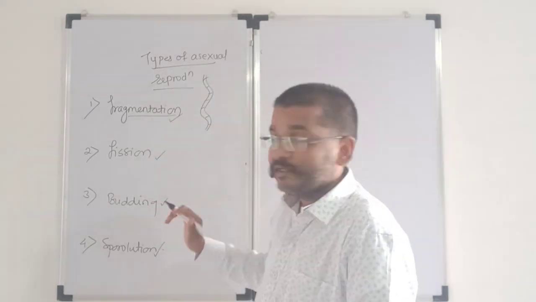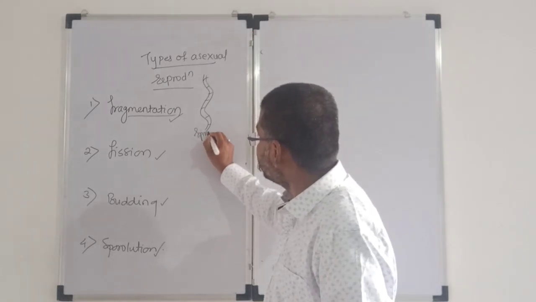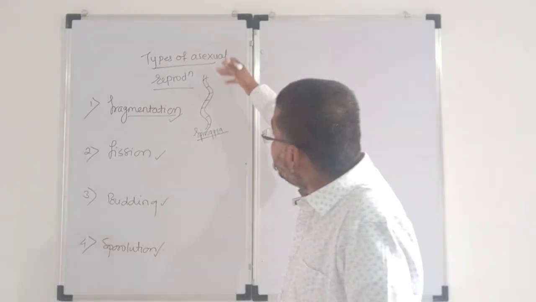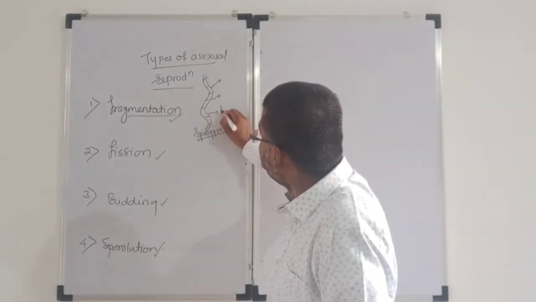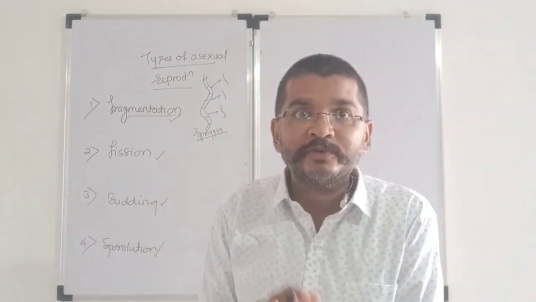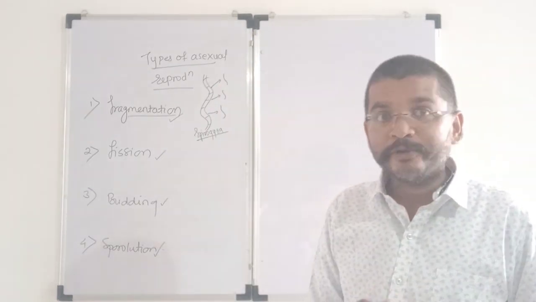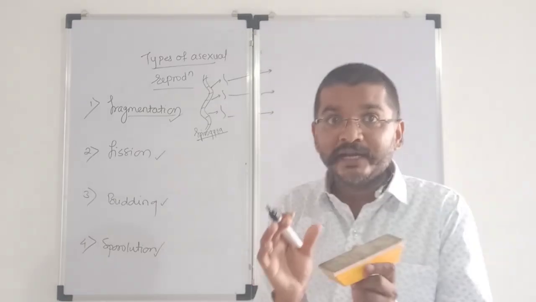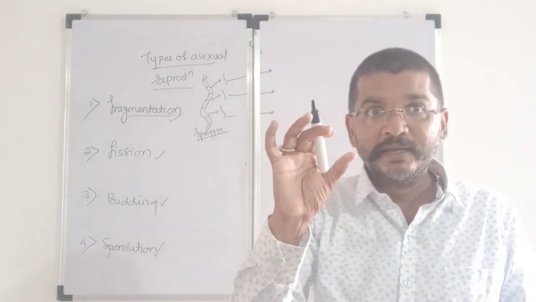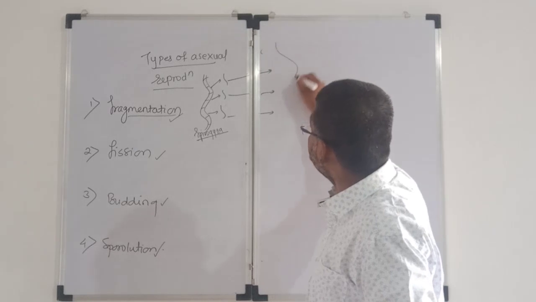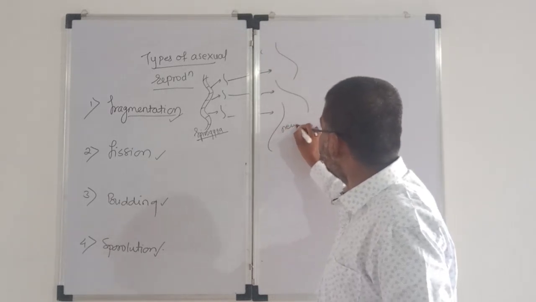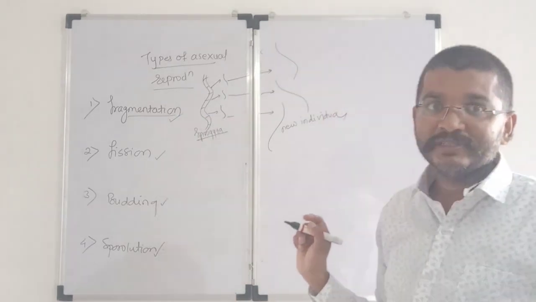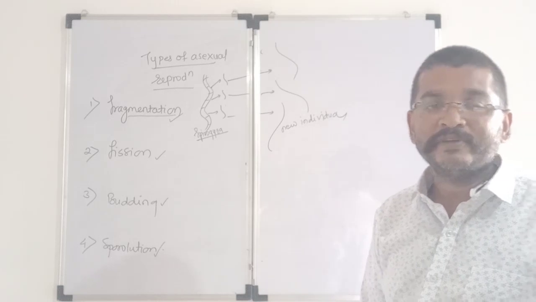The first kya hai? Fragmentation. So humne liya kya hai? Spirogyra like algal filament. Naturally or accidentally, if this parent filament has broken down into small smaller filaments, then under favorable condition, har ek filament kya karega? Har ek broken piece, jo chota chota tukda hai, that each and every broken piece under favorable condition gives rise to a new individual. So this is called what? Fragmentation. Same for fungi.